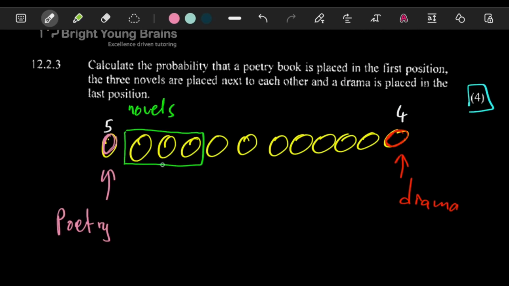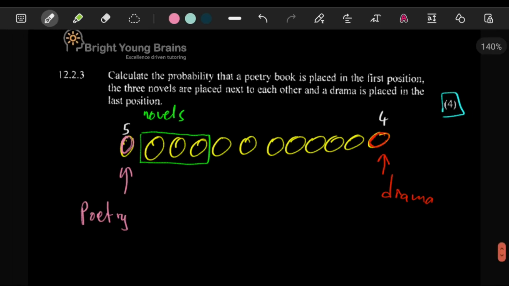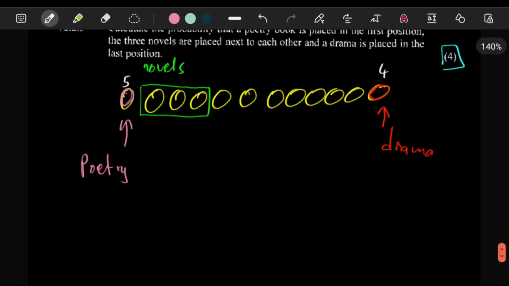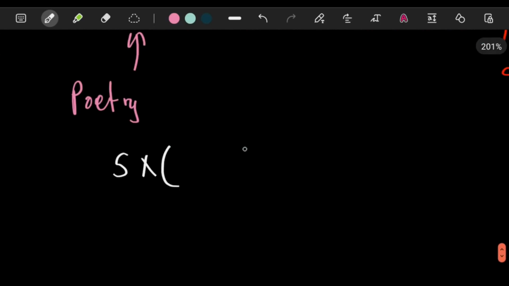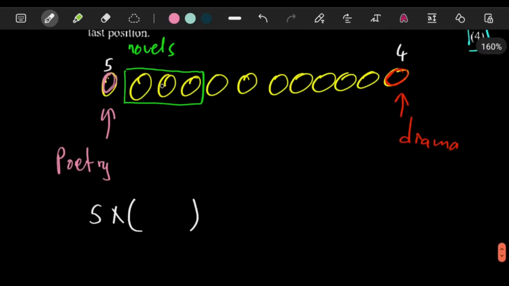These novels have to be stuck together. Now the number of arrangements is going to be 5 times, and you have to remember that this is stuck together. So when this is stuck together, you have 3 objects in here. These 3 objects can be arranged in 3 factorial ways. So you put 3 factorial over there.